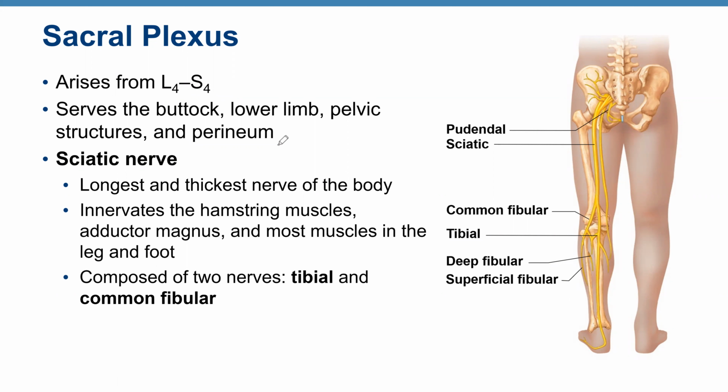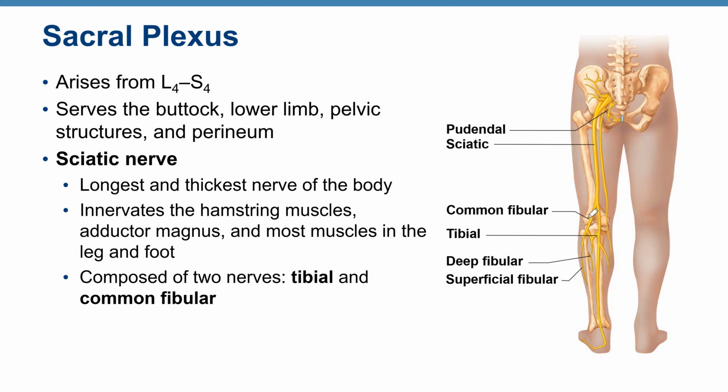The major nerve, the biggest nerve in your body, is the sciatic nerve. So here's the sciatic nerve. It's the longest and thickest nerve of the body, innervates hamstring muscles, adductor magnus, and most muscles in the leg and foot. So here's your hamstring group, right? You have three muscles here: biceps femoris, semimembranosus, semitendinosus. So those are innervated by the sciatic nerve.